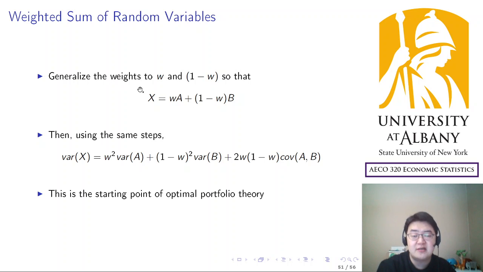Instead of 30% and 70%, you may use W and 1 minus W. That's the weight. W is the weight on financial asset A, and the remaining 1 minus W is invested in B. Following the same steps, just replace 0.3 with W and 0.7 with 1 minus W. Then you get this. This is one of the most important result equations in optimal portfolio theory.